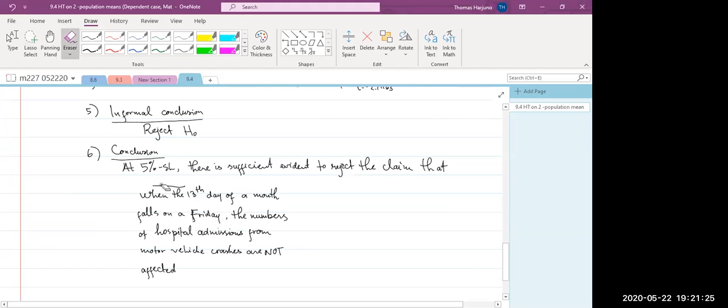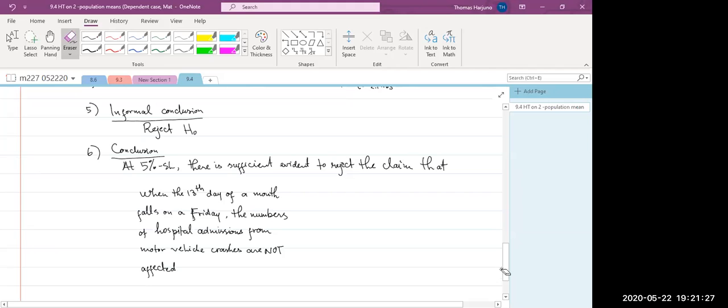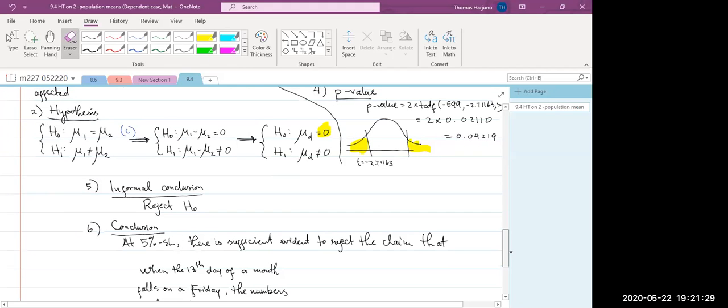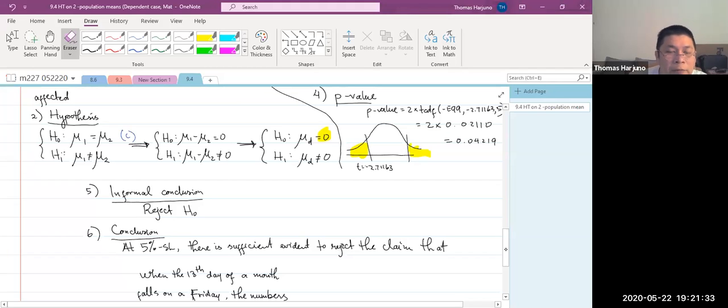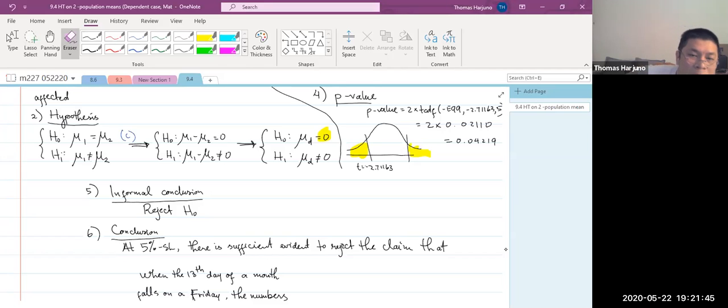Thomas, in this case, what if the p-value is going to be larger than 5%? How should we state that? There is insufficient evidence to reject the claim. Okay. Yeah, because the informal conclusion will be fail to reject, right? Yeah, fail to reject. So it will be insufficient evidence in that case. Insufficient evidence to reject the claim.